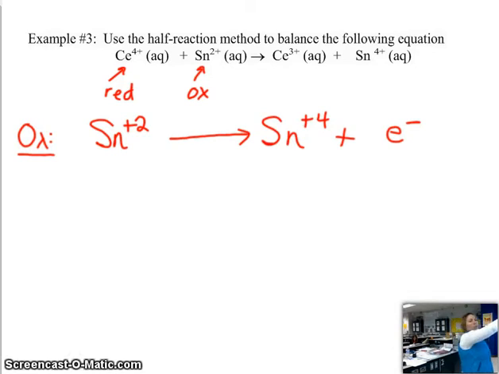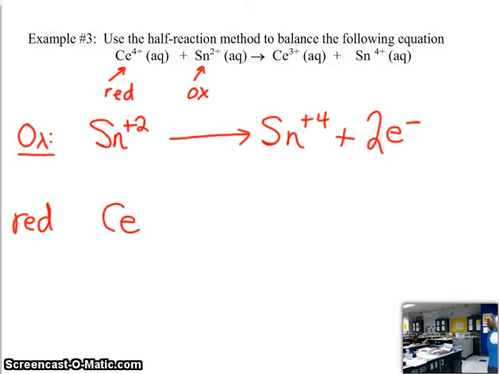So the charge over here is plus 4. If I add 2 negatives to this side, then the charge becomes plus 2. And since oxidation is the loss of electrons, they should be represented as a product. In Sn plus 2 becoming Sn plus 4, 2 electrons must be lost, and there they are. Okay? The reduction half reaction is Ce plus 4 goes to make Ce plus 3.